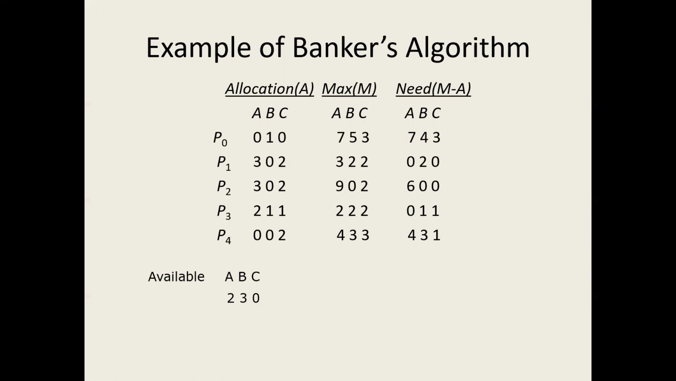Right. For P2 requires 6, 0, 0. We can't allocate. Right. P3 requires 0, 1, 1. We can't allocate because C available resources are 0 for C resource type. P4 requires 4, 3, 1. That is not possible to allocate from the current resources. So the only available process that can be satisfied would be P1, right? So we allocate resources for P1, then P1 can start.